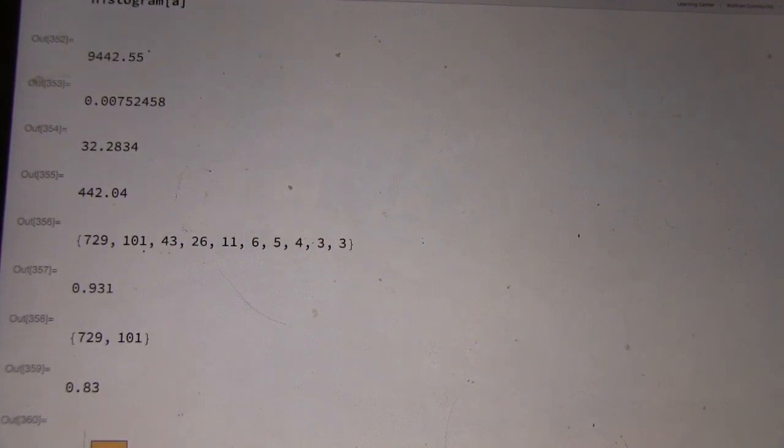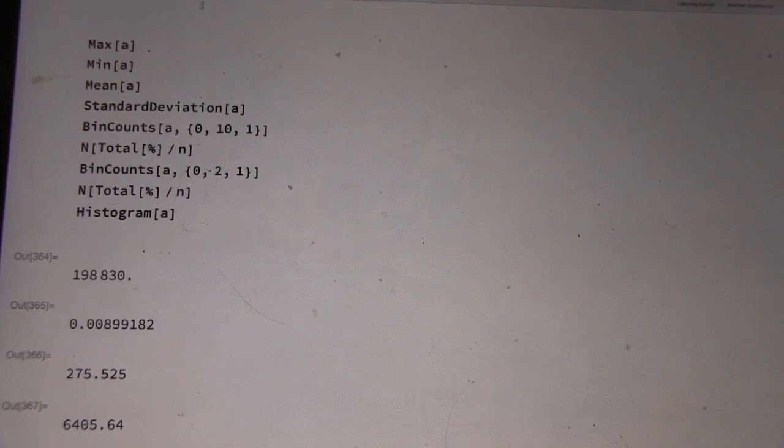Okay. So here the maximum was 9,442. And run it again. Oh, and this time the maximum was 198,830. Wow. All right. Whoops. Oh, this time the maximum was 2.6 million. This time the maximum was 102,000.